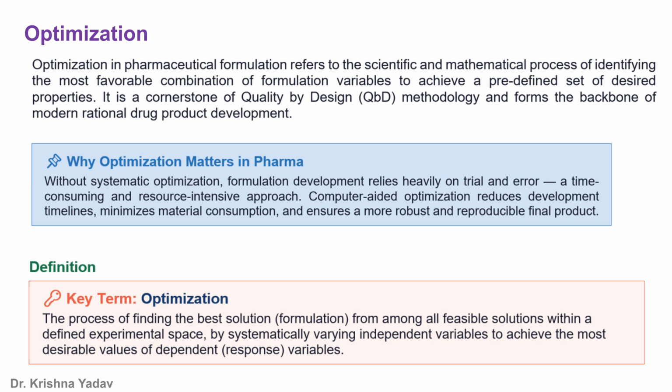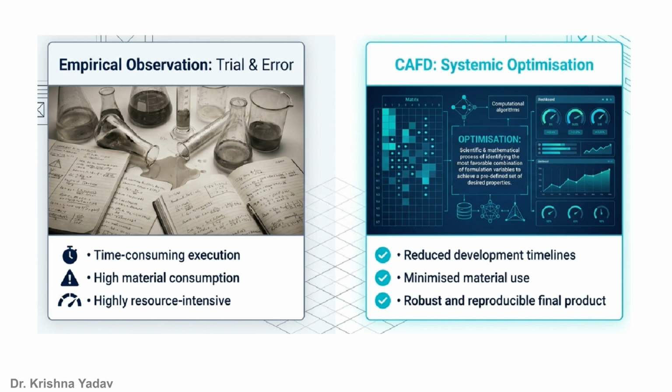Optimization in pharmaceutical formulation is the scientific process of identifying the most favorable combination of formulation variables to achieve desired properties. It forms the backbone of modern rational drug product development, moving beyond time-consuming trial and error. Traditional empirical observation, or trial and error, is time-consuming, requires high material consumption, and is highly resource-intensive. CAFD, or systematic optimization, helps reduce development timelines, minimizes material use, and ensures a robust and reproducible final product.